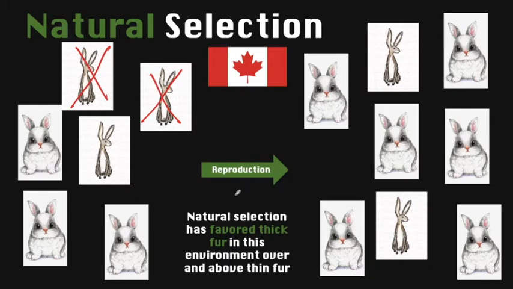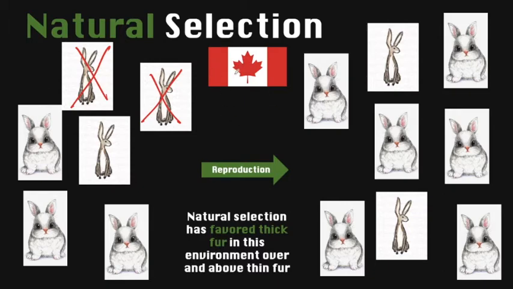And so what we would probably see in the next generation after these rabbits reproduce is that there would be a higher percentage of thick-furred rabbits and a smaller percentage of thin-furred rabbits. So I want to get something straight with the language here, right? In this case, we can say that natural selection favored thick fur in this particular environment.